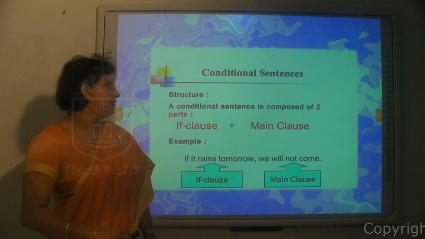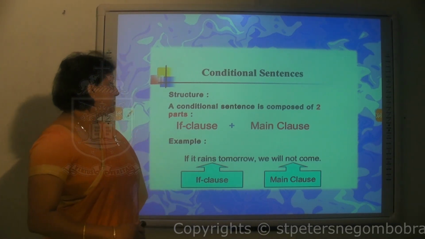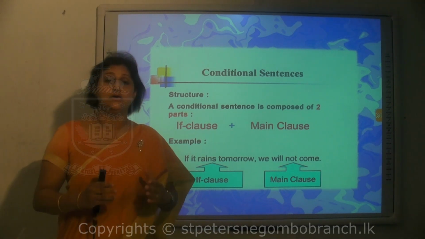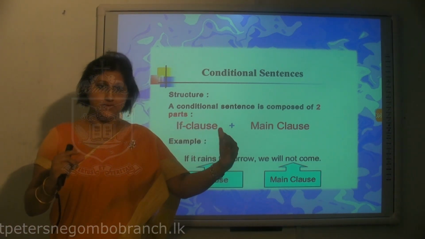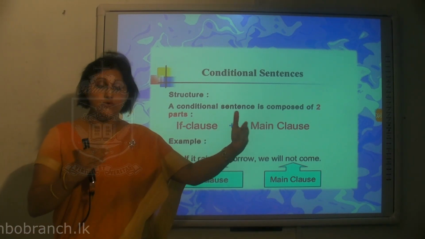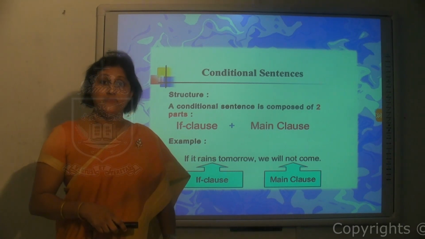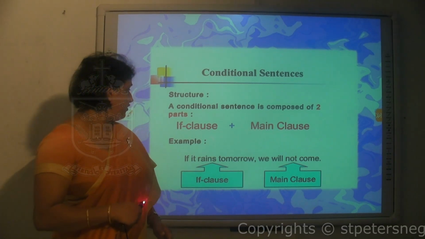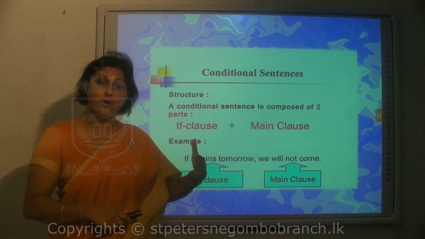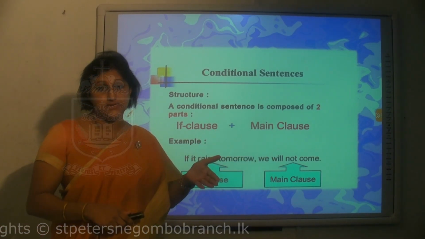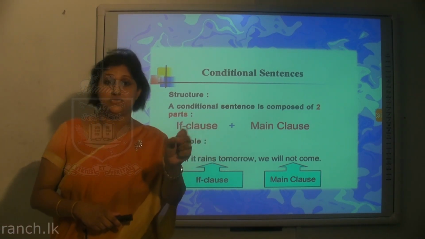So now we are moving on to the structure. Conditional sentences. The conditional sentence is mainly composed of two sections. When you say a conditional sentence, a sentence with a condition, there are two parts. One part is called the if clause, where the condition holds. The if clause, you call it a conditional clause as well. Why do we say that it's the if clause or the conditional clause? Because that clause holds the condition.